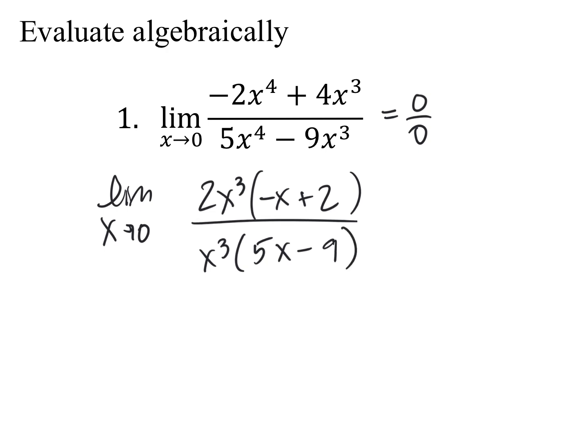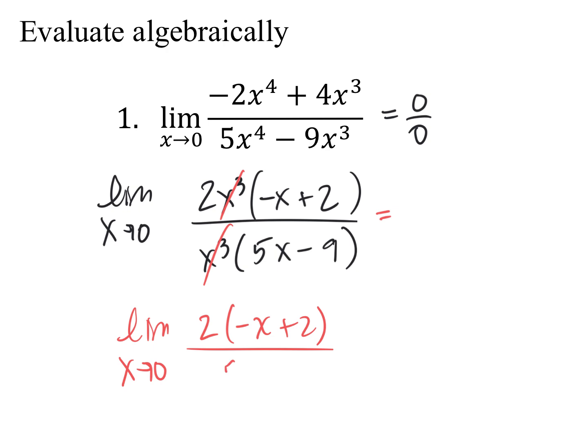Beautiful. Can I cancel anything out since I factored the stuff out? Yeah, don't the top and the bottom both have an x to the 3rd? So my limit as x approaches 0 when I factor that stuff out is 2 times negative x plus 2 over 5x minus 9. What happens when I plug that 0 in now that I've gotten rid of that common factor? What am I going to get on top? If I plug a 0 in there, I'm going to get -0 plus 2 gets me 2, times 2 gets me 4 over -9. Answer is -4/9.